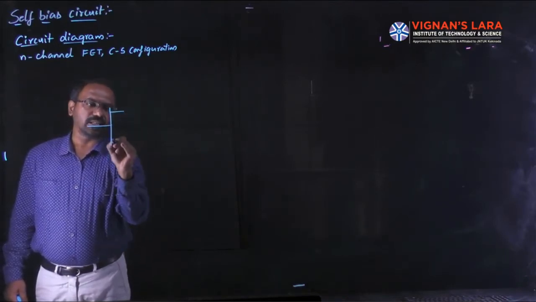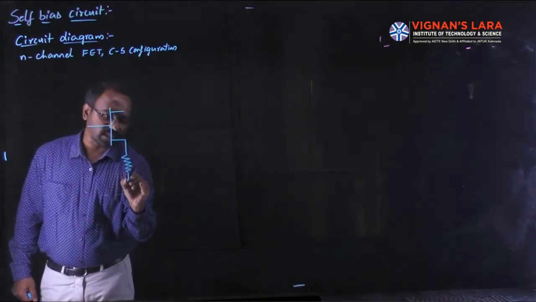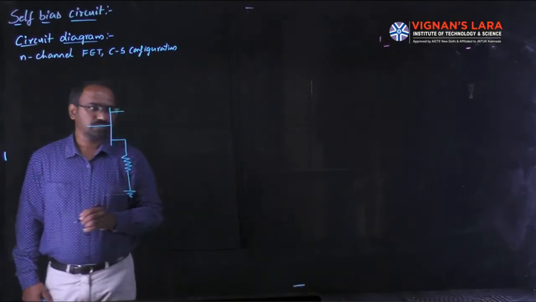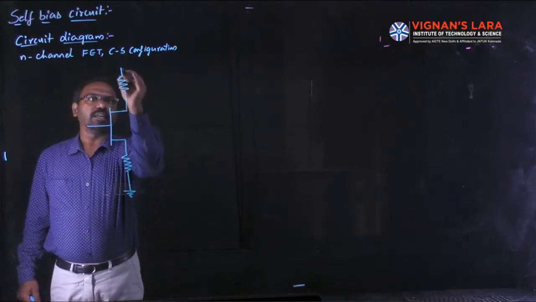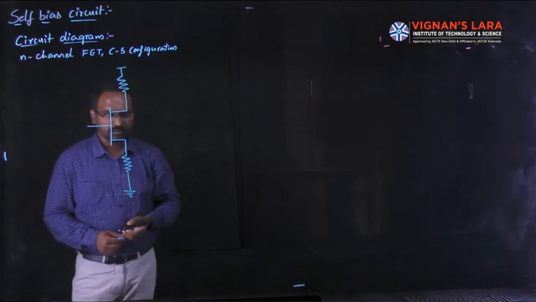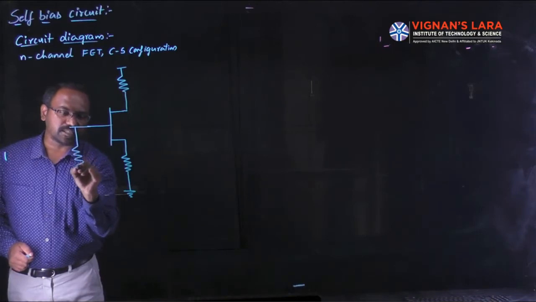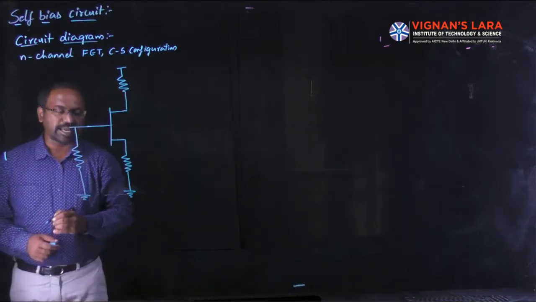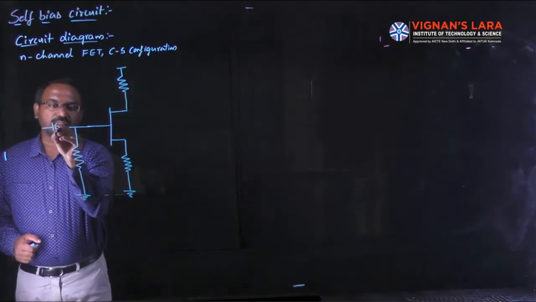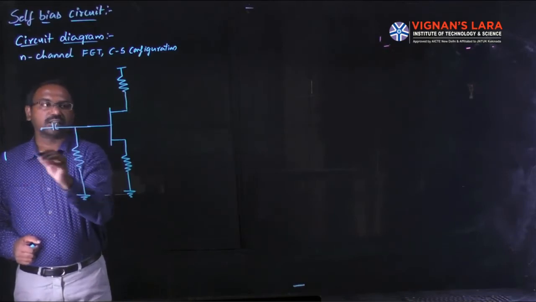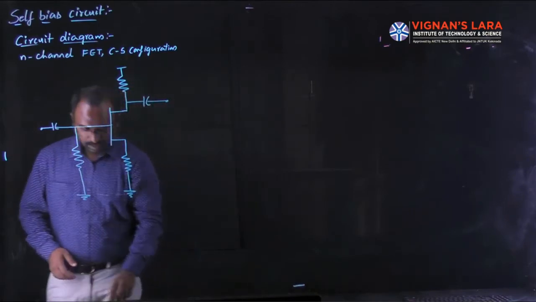I am taking an N channel FET. So the source terminal is connected to a resistance RS and it is grounded, whereas the drain is connected to the resistance RD. From there we are connecting VDD. And here from gate we are having a resistance RG, but it is not connected to VGG like fixed bias. We are grounding it. And with a capacitor the input is given, and at the drain with a capacitor the output is taken. So now we will write.